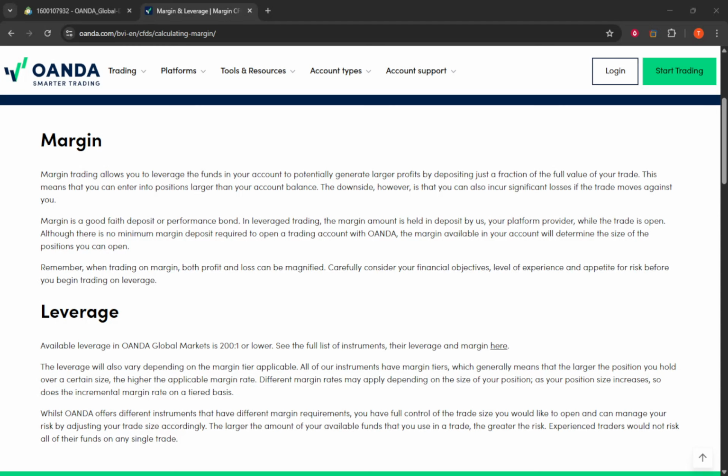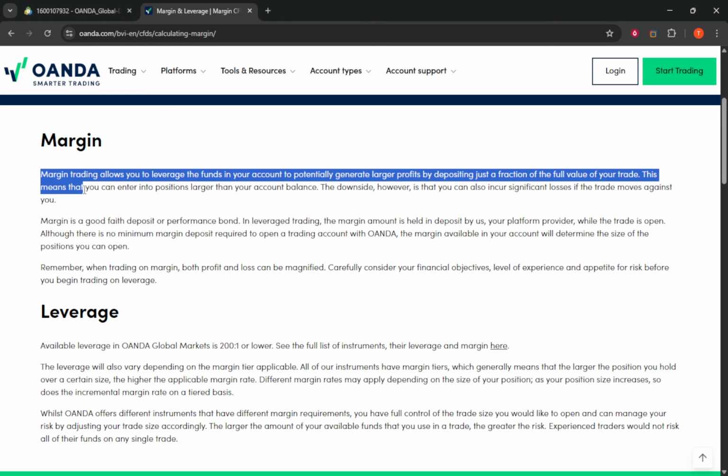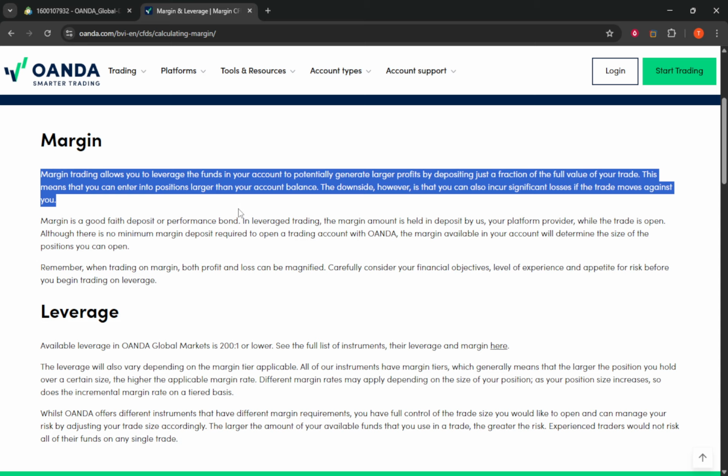In today's video, I'm going to teach you how to use margin on Oanda. Let's start with the simplest possible definition. Margin is the portion of your account balance that's set aside to open and hold a trade. Think of it as a security deposit.